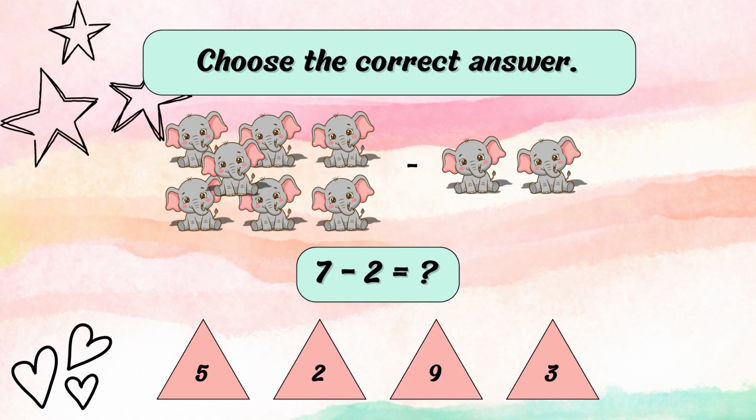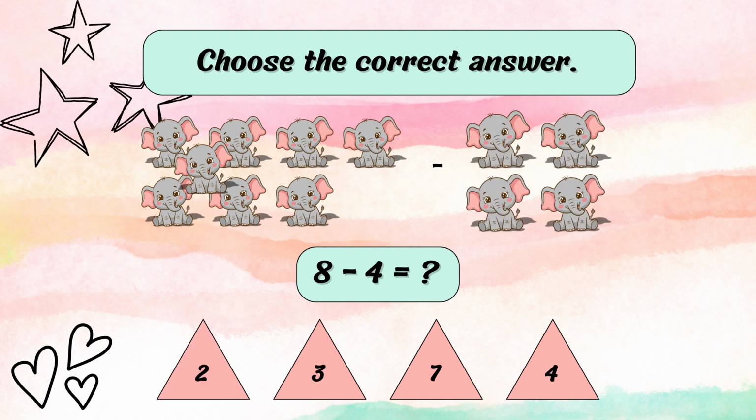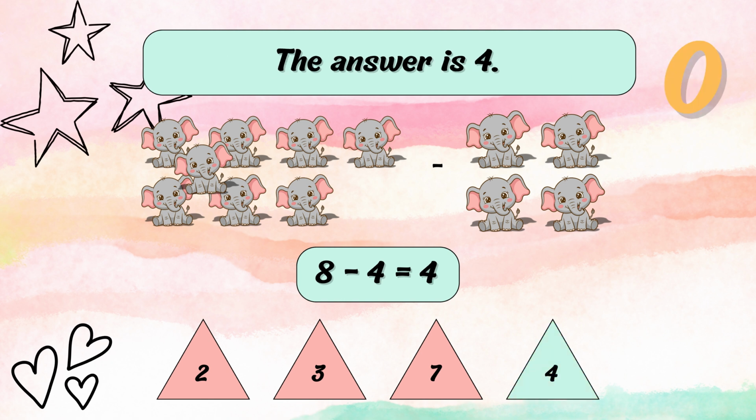Choose the correct answer. 7 minus 2 equals? The answer is 5. 7 minus 2 equals 5. Choose the correct answer. 8 minus 4 equals? The answer is 4. 8 minus 4 equals 4.